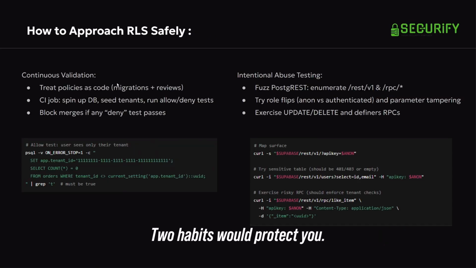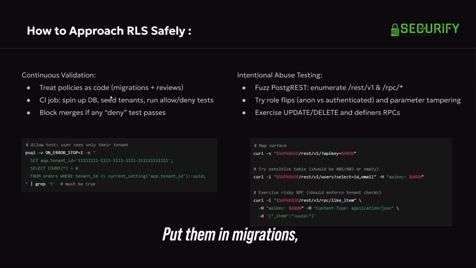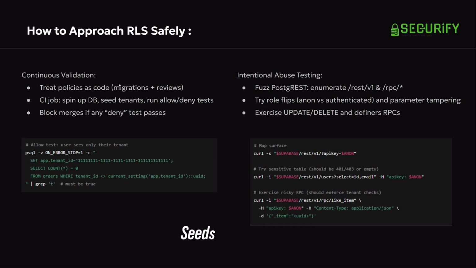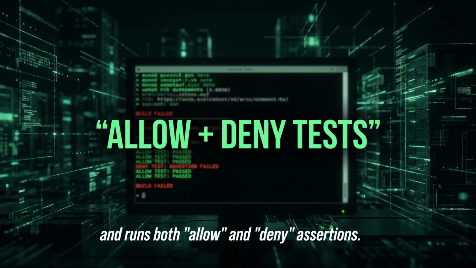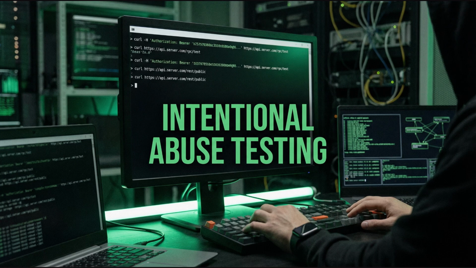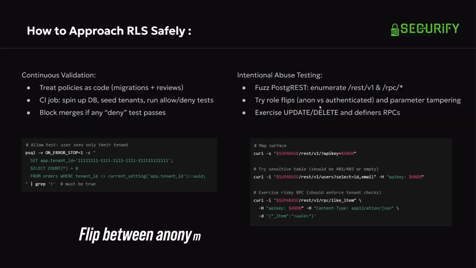How do we make sure that we are safe when it comes to RLS? Two habits will protect you. First, continuous validation. Treat policies like code. Put them in migrations, review them, and add a CI job that spins up a temp DB, seeds two tenants, and runs both allow and deny assertions. If a deny test returns true, the build fails, and that's a good day. Second, intentional abuse testing. Try mapping REST and RPC functions, flip between anonymous and authenticated tokens, and push on write and delete paths. If you are being malicious, you are proving the wall holds.